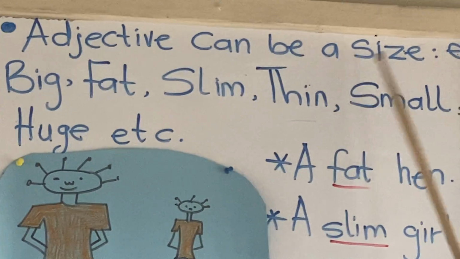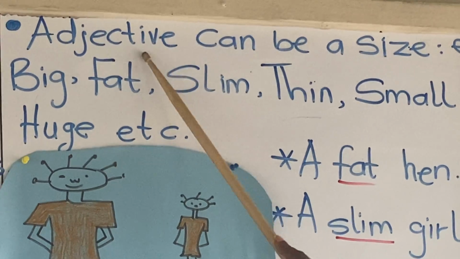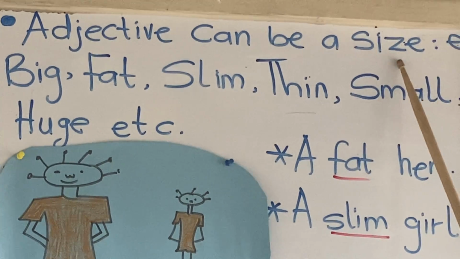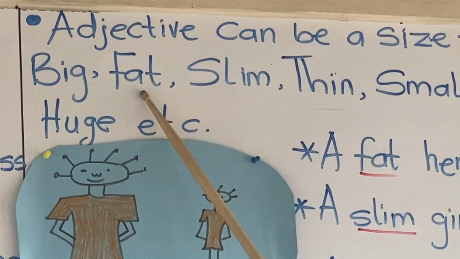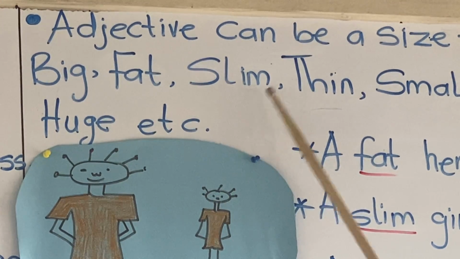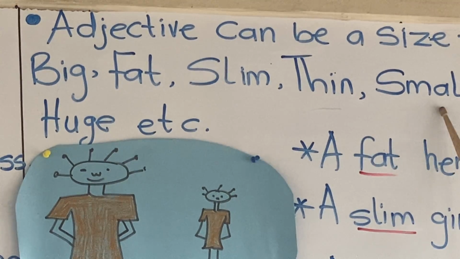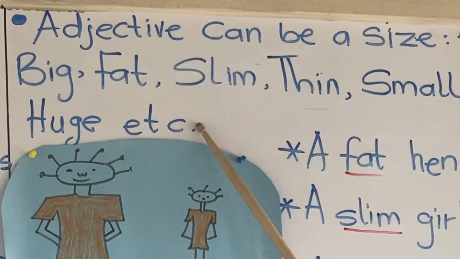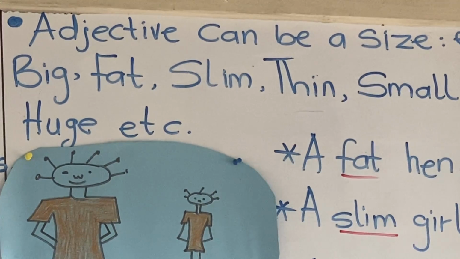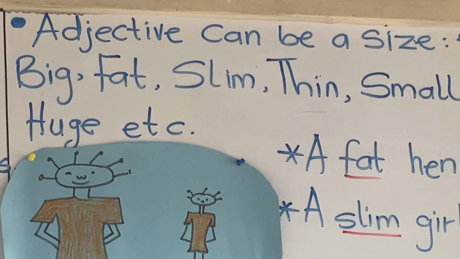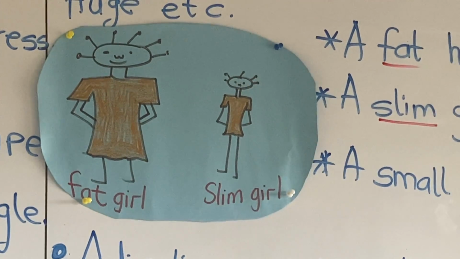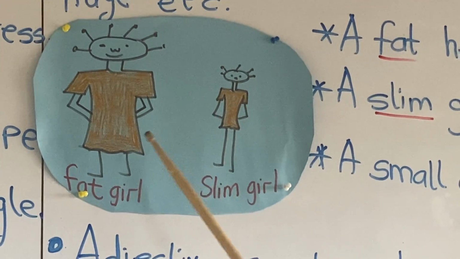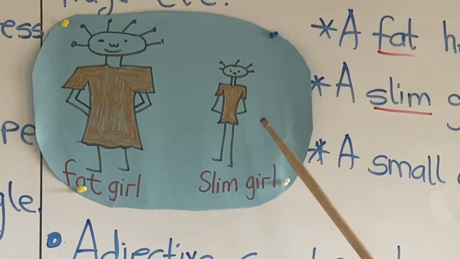Adjective can be a size. Example, big, fat, slim, thin, small, huge, etc. All these are what? Adjectives. Let's look at this picture here. We have two girls here. One is fat, the other one is slim.